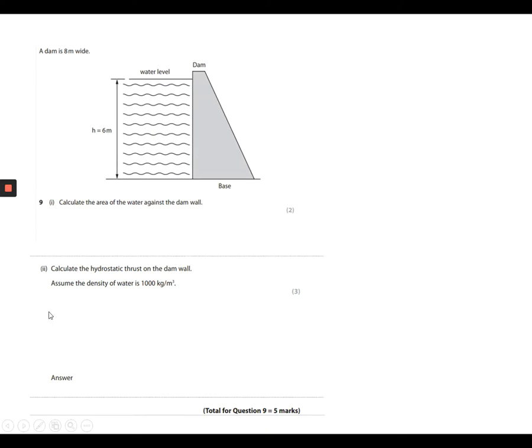Okay, so if there was a 9 part 3 and it asked for calculate the turning effect, then you would take your answer, that gives you your force. You'd write the equation moment equals force times distance from the pivot. You would then give your answer to part 2 as the force, and the distance would be 2 meters.